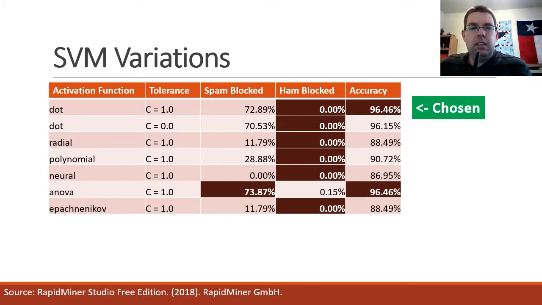And you can see the other tweaks that I made were based on the tolerance. And I found that a little bit of tolerance for misclassification in the dot activation function allowed for slightly better spam blocking performance while not hurting the number of legitimate messages that were passed.